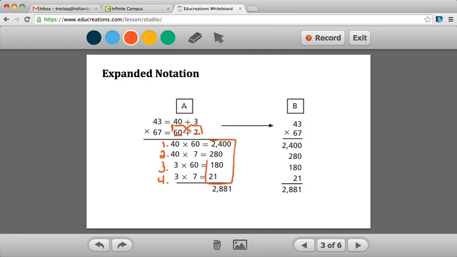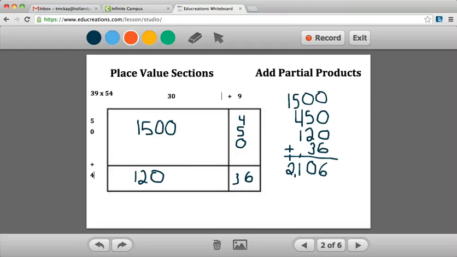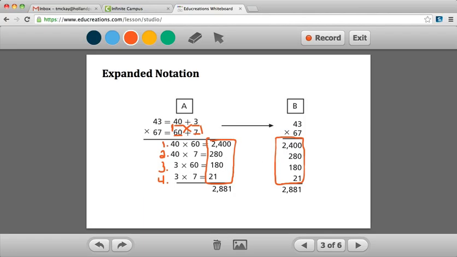So you're going to have to rewrite them and line them up so they are lined up, just like they are over here in example B. Okay? And this is known as expanded notation. So it is the same thing as the place value sections, except here you're using sections to represent each partial product. In here, you're finding the partial products just by separating the numbers and doing it mentally. Feel free to look back at these 2 examples at any point during your work time.